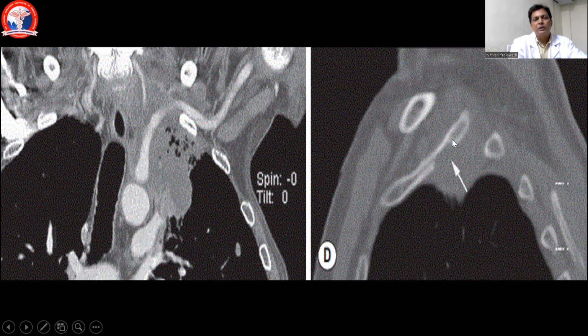Next image is showing erosion of the rib. Actually, the tumor is encasing the rib, and on one side, at the lower margin of the first rib, what we are getting to see is erosion. So this bony defect is bony erosion secondary to tumor. That was again an example of Pancoast tumor. You see the next image here.